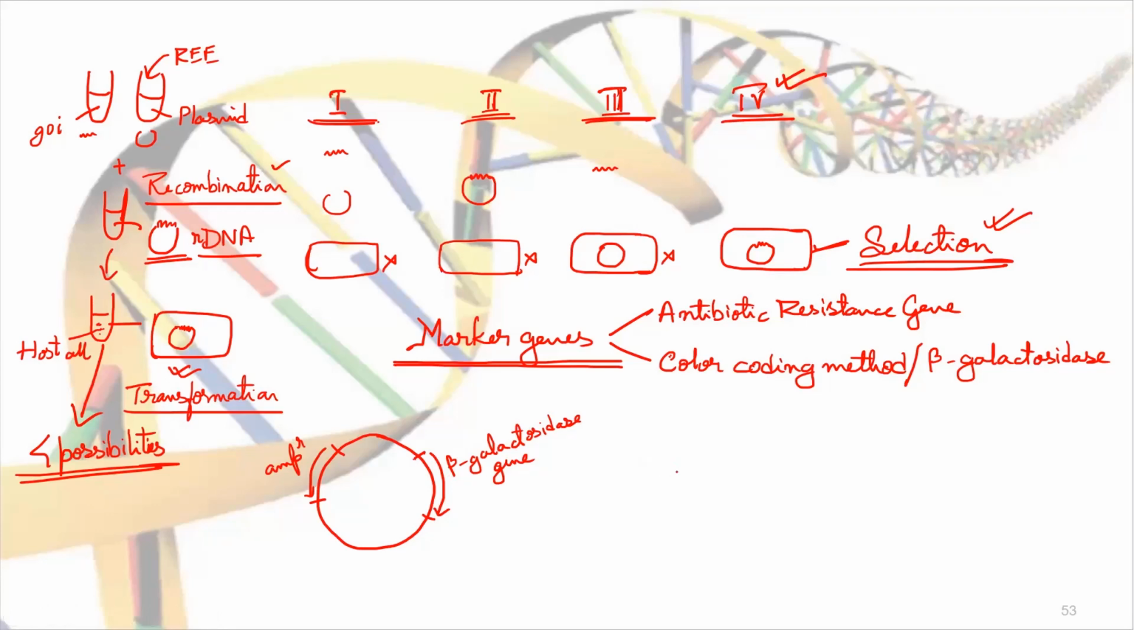Now what we do is, in a plate, this is a petri dish. This one contains ampicillin medium, as well as something called X-gal. This is a chromogenic molecule, meaning it can develop color. Now understand that this beta-galactosidase gene gives you the enzyme beta-galactosidase. It will break down this X-gal, which is a galactoside compound, into a blue colored compound.